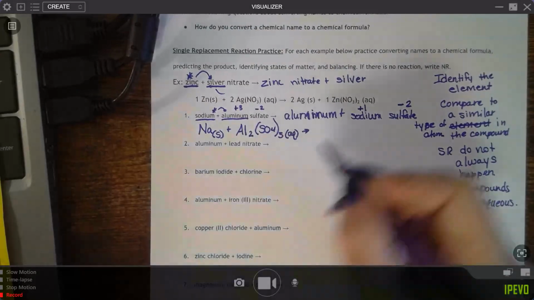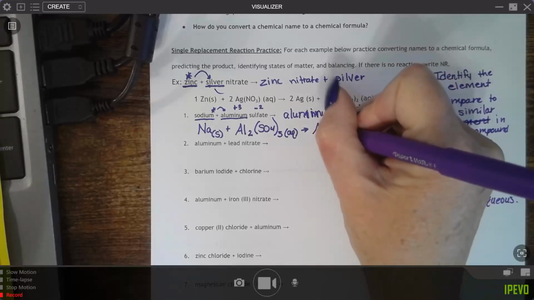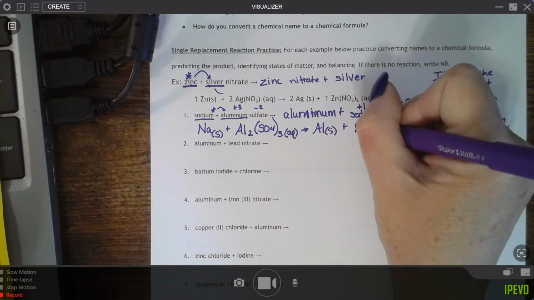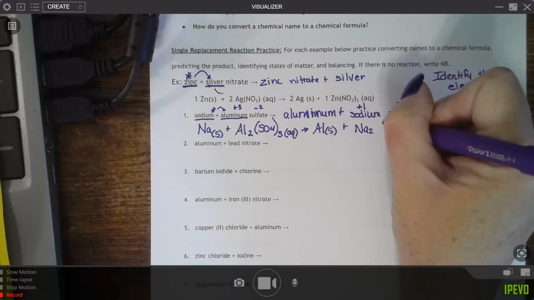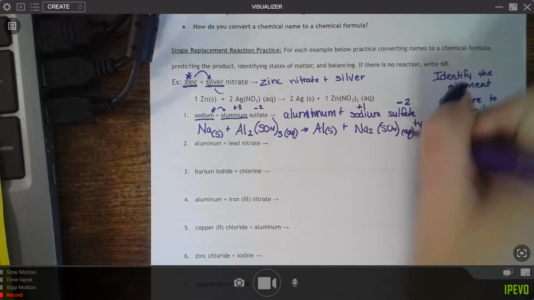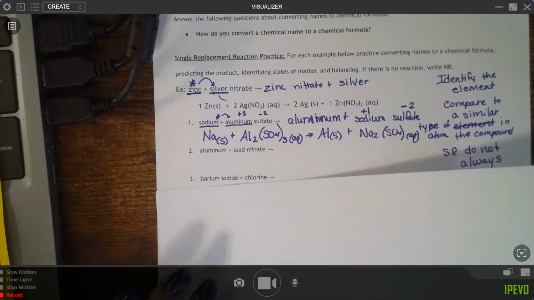Okay. Next we have aluminum. So aluminum metal, Al, solid, plus sodium sulfate, so Na2SO4, and that's going to be aqueous. Okay. So let's look at another example.